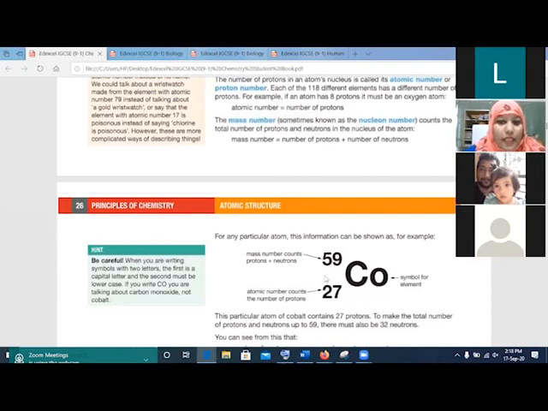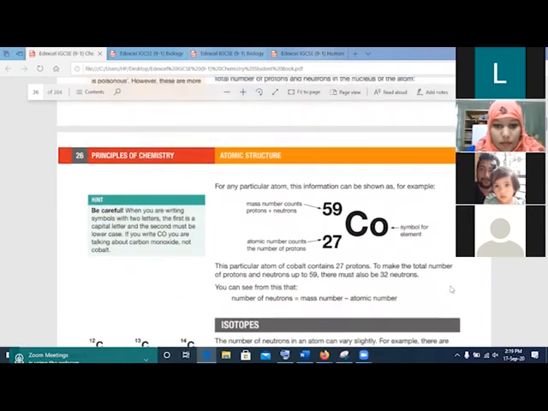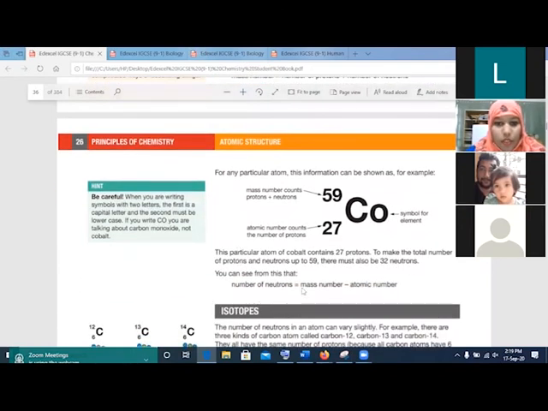Now 59 is the mass number, which includes both protons and neutrons. I know the proton number is 27. So if I want to find the neutron number, I can just subtract 27 from 59. And the result will give me the number of neutrons present in the nucleus of one cobalt atom. So any questions from this? Here you can see that the number of neutrons equals the mass number minus the atomic number.